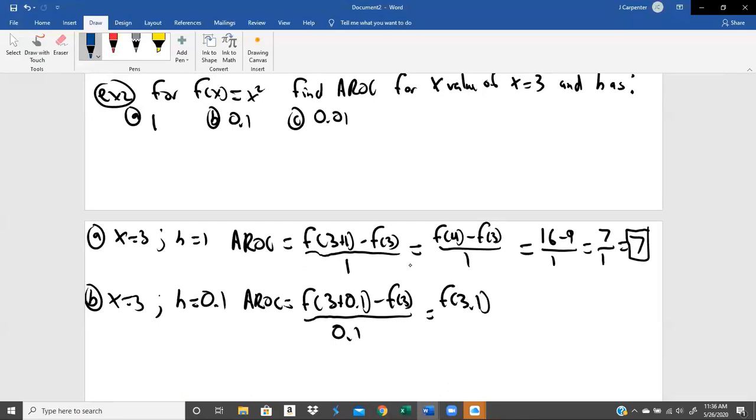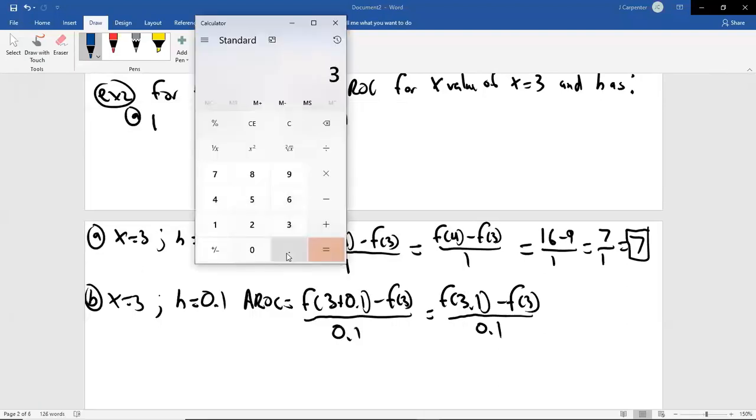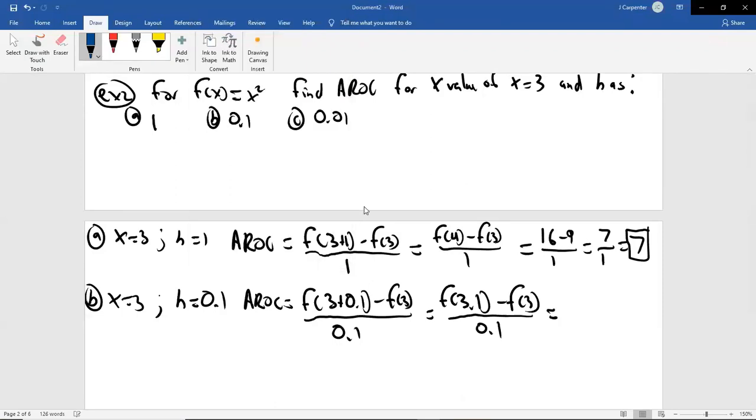So that's f of 3.1 minus f of 3 divided by 0.1. We'll pull out a calculator to make this easy. 3.1 squared is 9.61. So that's 9.61 minus 9 divided by 0.1.